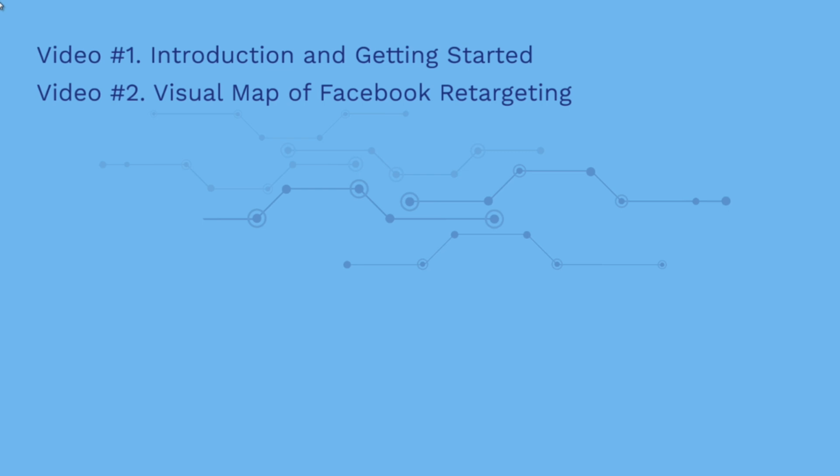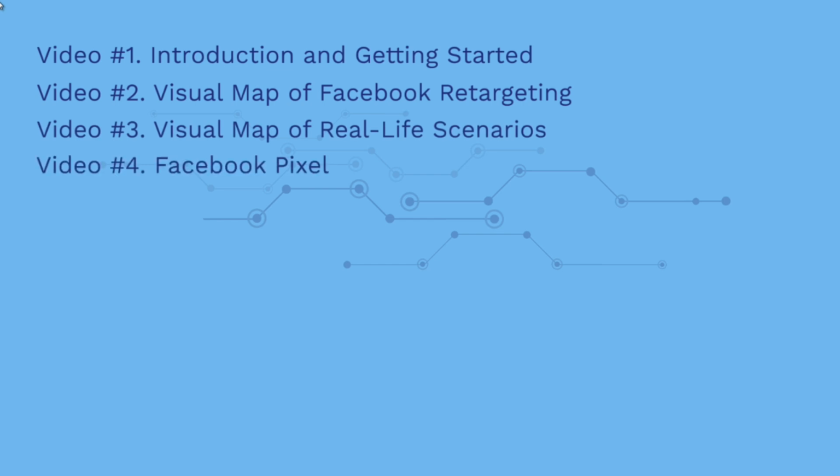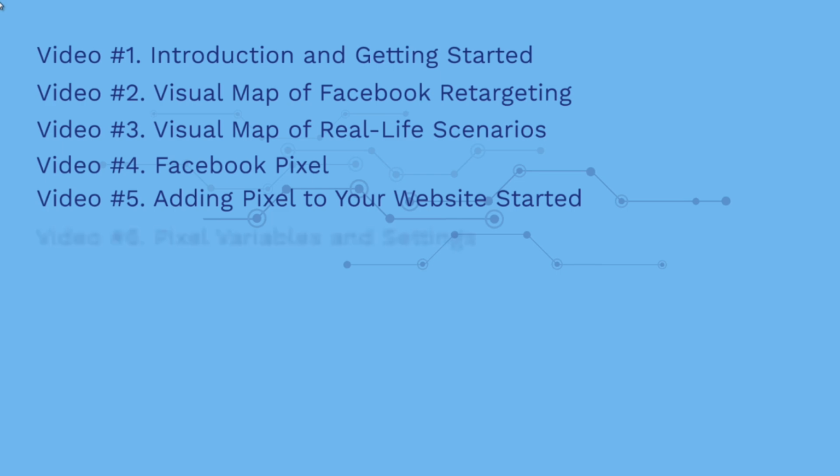So once I show you the basics via a visual map, that's when we show you some real life examples in video number 3. Of course, in video number 4, I'm going to talk about the Facebook pixel, what it is, why it's important, and how it's used. And of course, from that point, we'll move to video number 5 and talk about how to add the pixel to your website, whether you're using WordPress, ClickFunnels, Leadpages, or any other landing page builder.